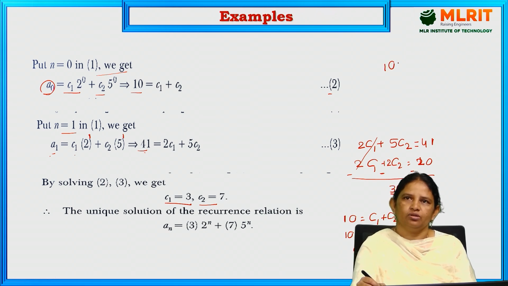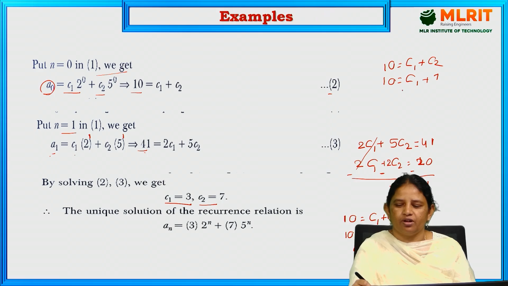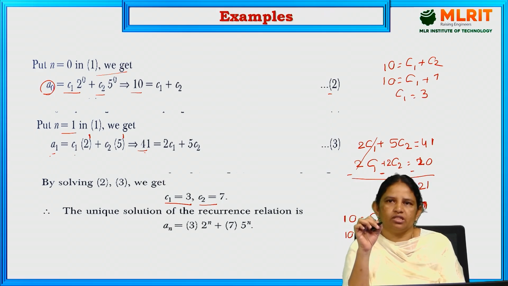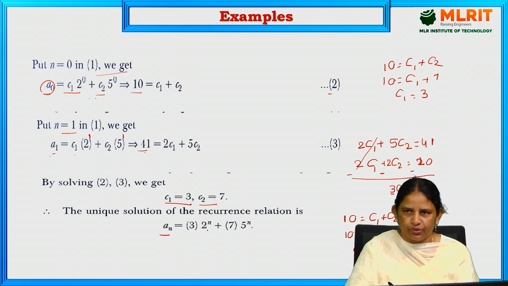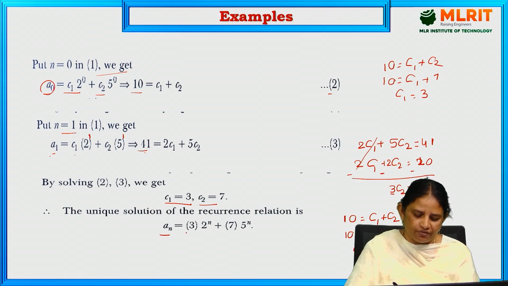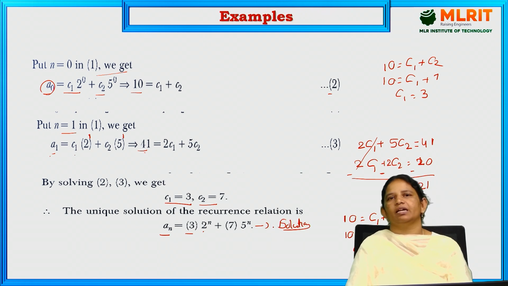10 equals C1 plus C2, and C2 is 7, so from this C1 equals 3. Substituting the C1 and C2 values in equation 1, we get the unique solution: a n equals C1 into 2 power n plus C2 into 5 power n. So a n equals 3 into 2 power n plus 7 into 5 power n is the solution for the recurrence relation using generating functions.